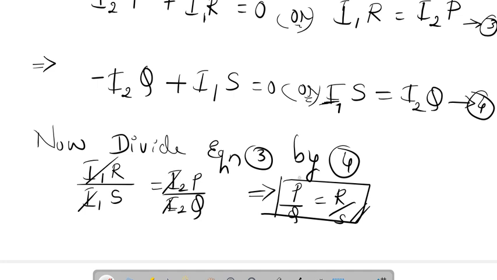Now divide equation number 3 by 4, we will get P by Q is equal to R by S. This is the final expression for Wheatstone bridge. Hence the proof.